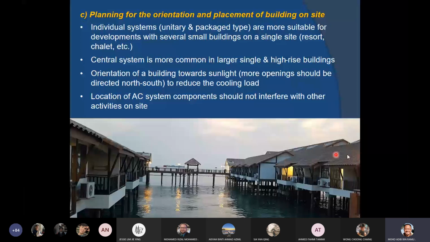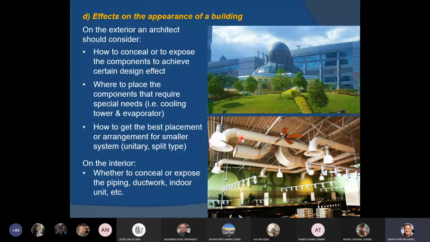It's just that when you put the condenser very close to the window, the heat from the condenser can actually warm the window, make it a bit hotter, especially at the window area. So it affects the appearance of a building.